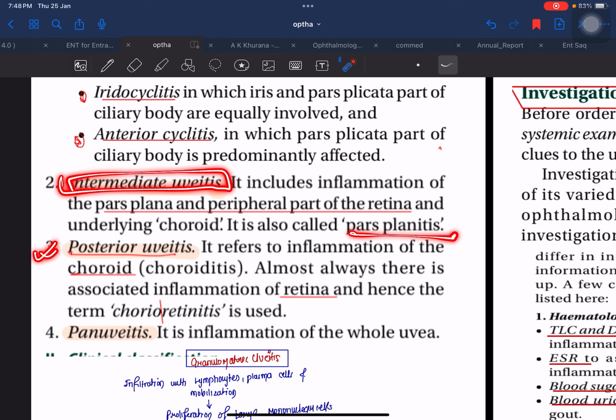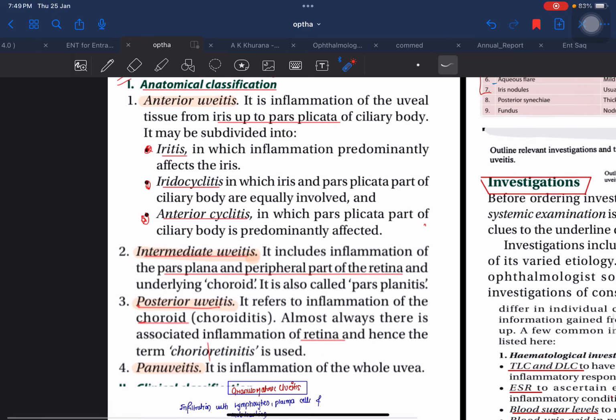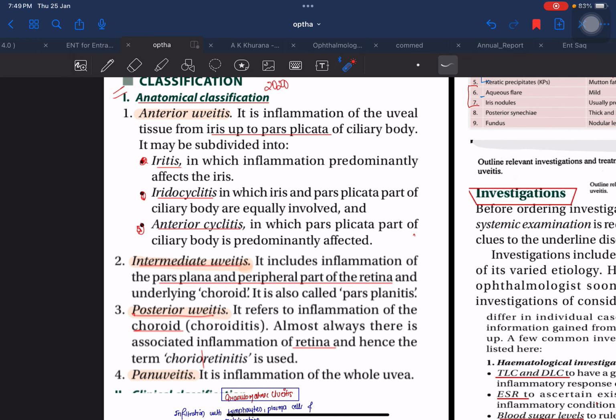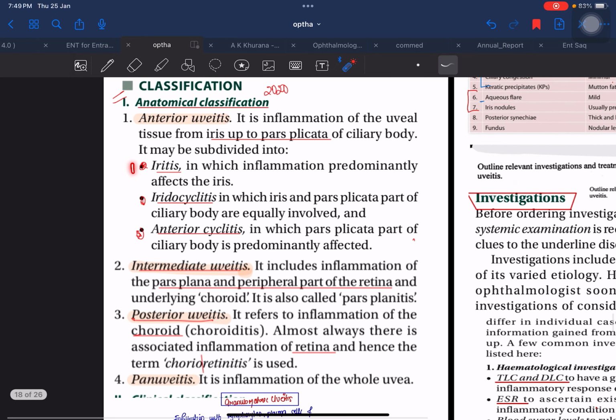And for posterior uveitis, we use chorioretinitis, since the choroid is involved and some periphery of our retina is also involved. And panuveitis, as the name suggests, pan means inflammation of the whole uvea. Now we are done with the anatomical classification of uveitis. That is anterior uveitis, in which we talked about iritis, iridocyclitis, and anterior cyclitis, then intermediate uveitis, posterior uveitis, and panuveitis. We are clear on these things.